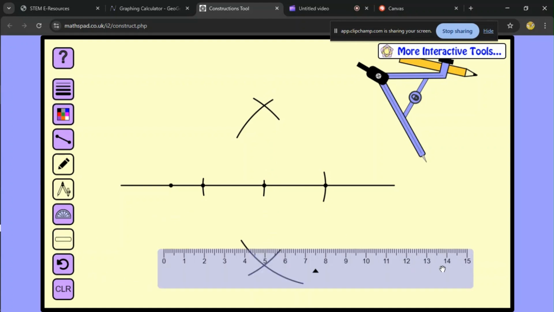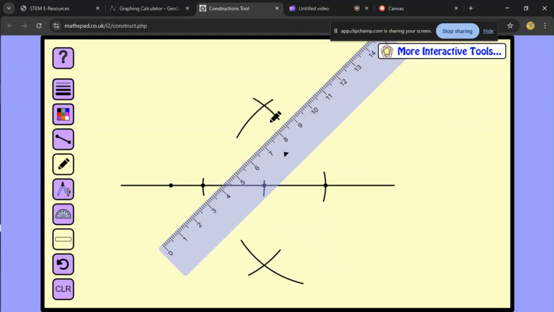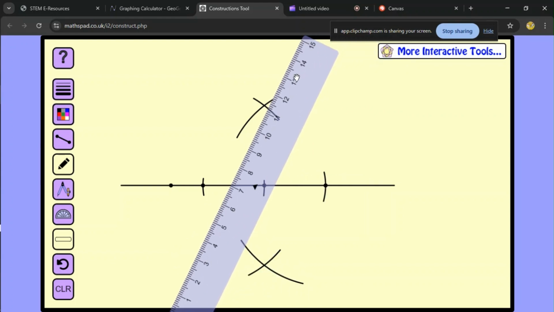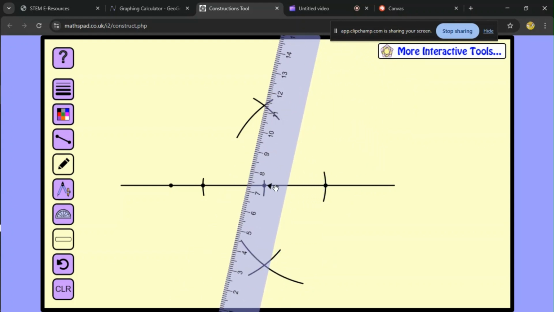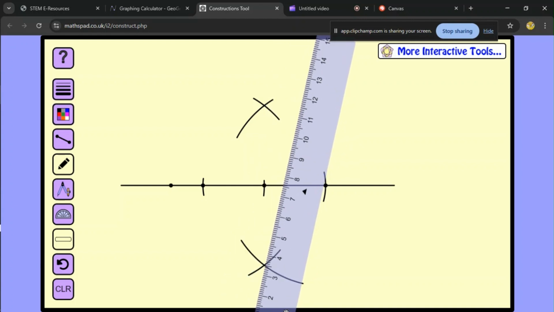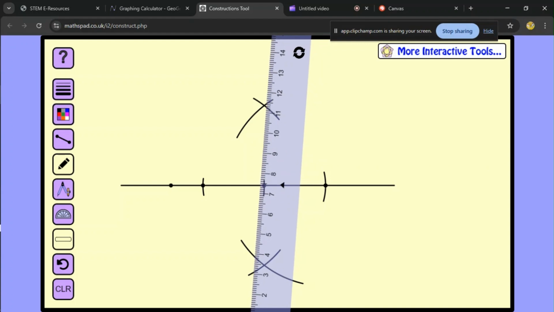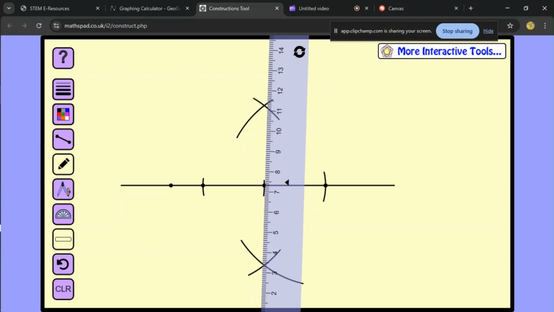So I'll come and pick my ruler and let me remove this compass here. I put my ruler. I want to join these 2 points here and here. So I'll put my ruler in a way that I want it to join these two parts. So I want to have this particular point. I have this. I want to join them like that. Let me adjust this other side. Like that.